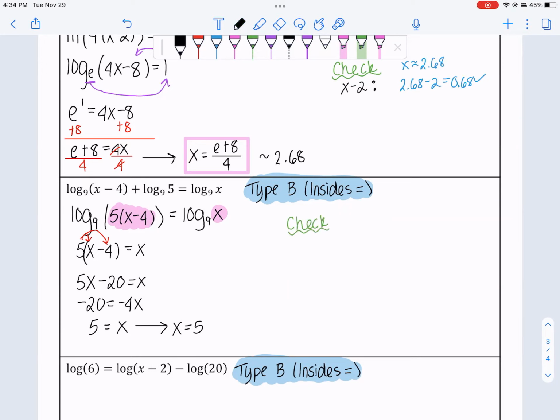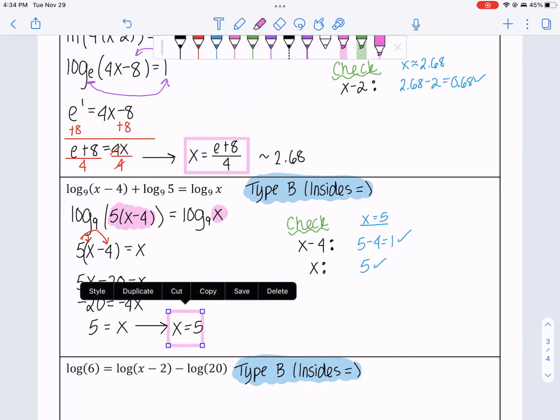I'm now going to check in all of the factors. So there's x minus 4 that I have to plug it into, and I need to plug it into x. Those are the two different insides of logs that have x in them. So 5 minus 4, that is 1. That's a positive number. And then 5 itself is a positive number. So we're good. That works. 5 is our answer. Yay.